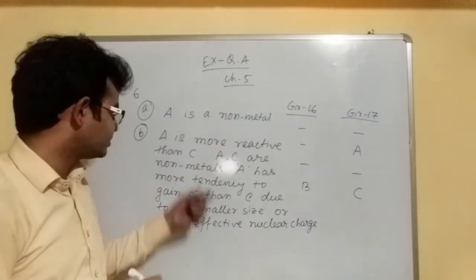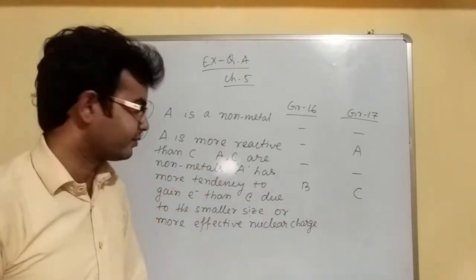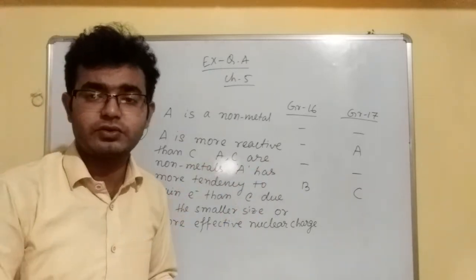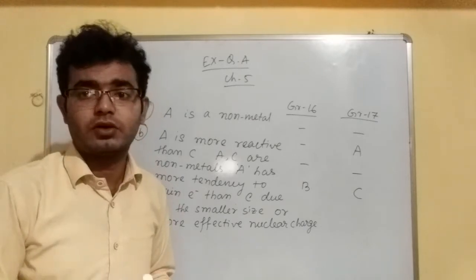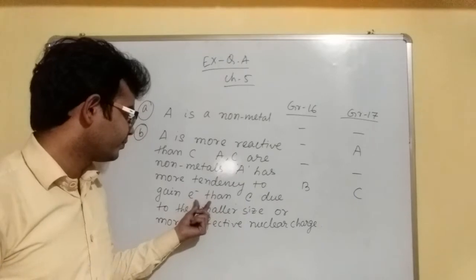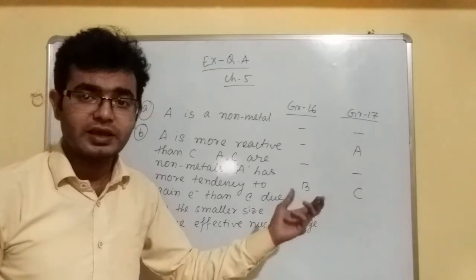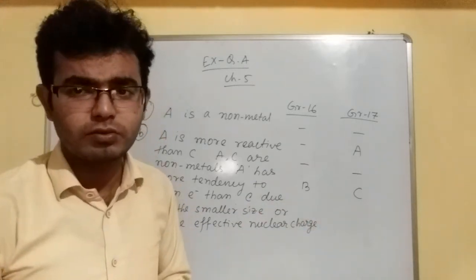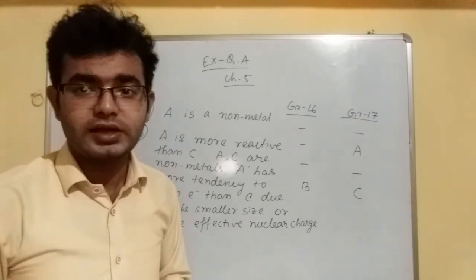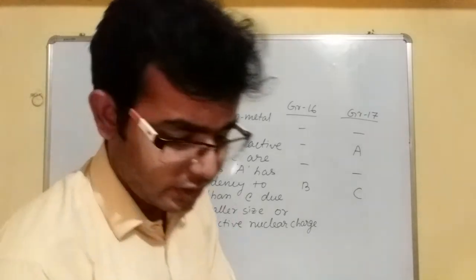Actually, the answer is also this: A is more reactive than C. Here is the explanation why. A and C are non-metals. As we know, non-metals have the tendency to gain electrons, and their reactivity depends upon that tendency. A has more tendency to gain an electron than C because the size of A is smaller than C, and A has more effective nuclear charge. Hence it has more non-metallic character, or you can say more reactivity. So this is the answer to question B.